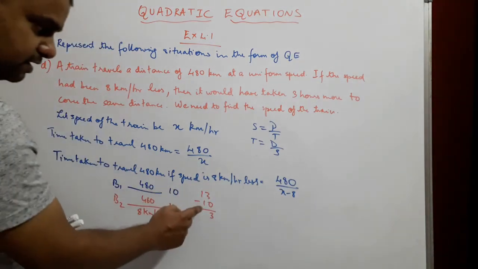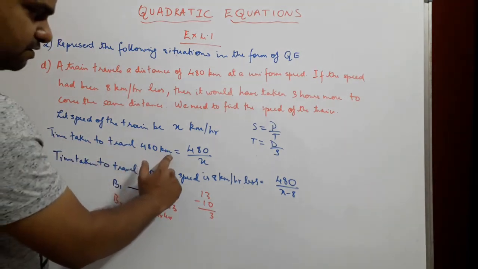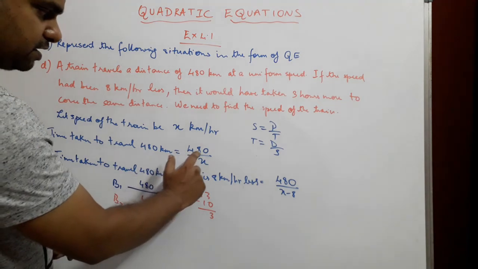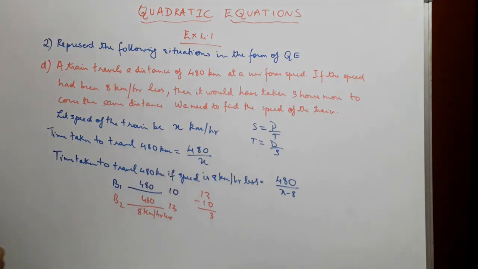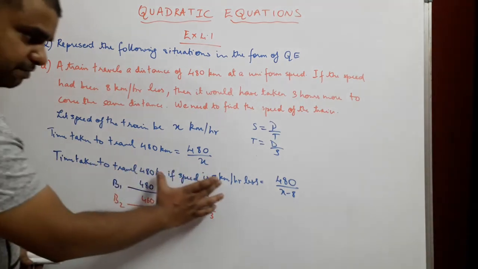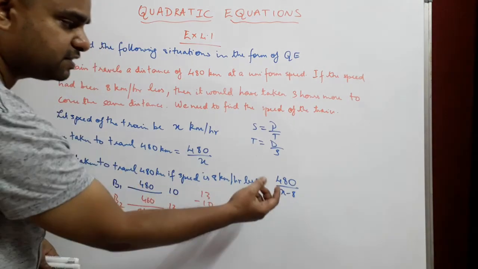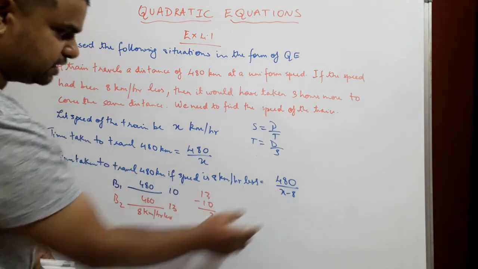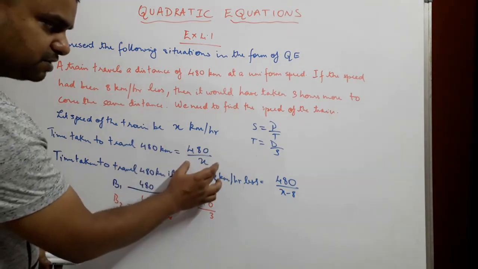And what will be 10? Time taken to travel 480 kilometers equal to 480 upon x. Okay, so try and understand this concept. This is the time taken to travel. This is the time taken to travel when the speed is 8 kilometers per hour less. And this is the time taken to travel the same distance with the normal speed.